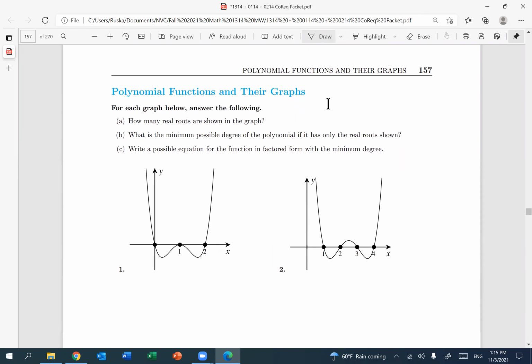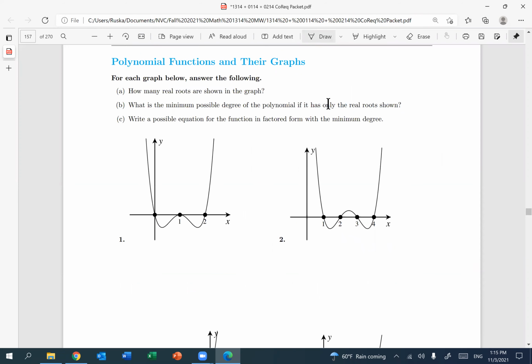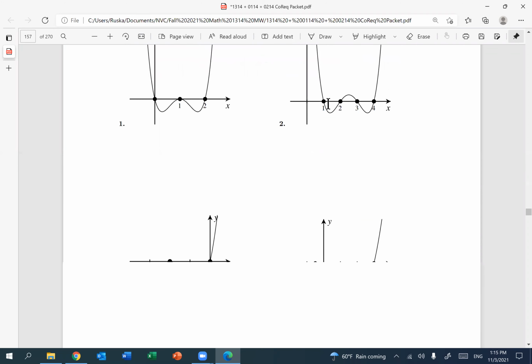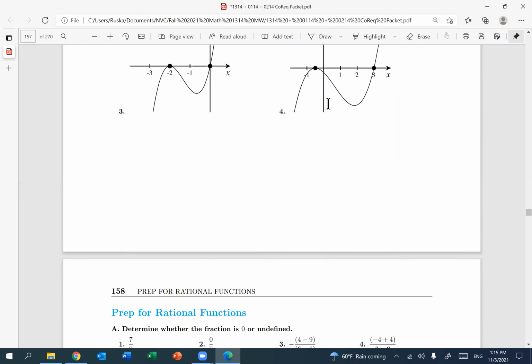Okay, so let's look at the graph of the polynomial function. The graph of a polynomial function is a smooth curve going up and down, crossing the x-axis or bouncing off the x-axis. And the question they're asking is how many real roots, how many x-intercepts technically they're asking. So let's look at number 1 and 2, I'm going to do only 1 and 2, and you can do the rest in groups.